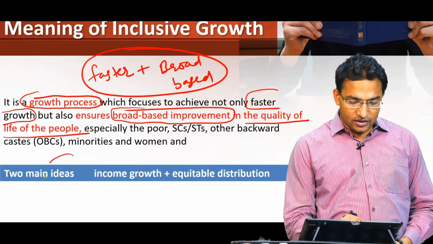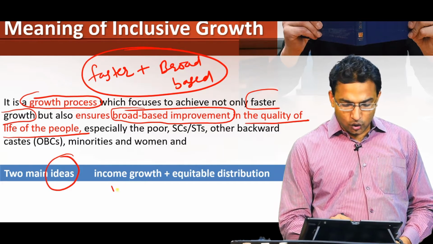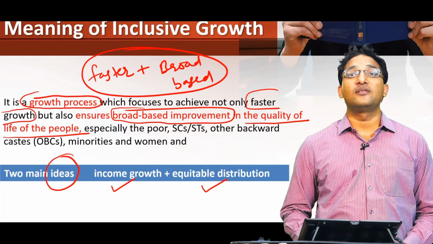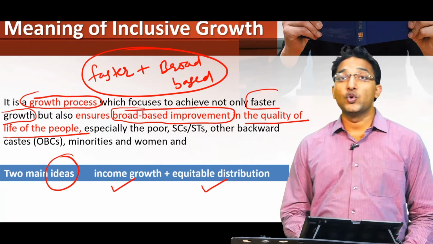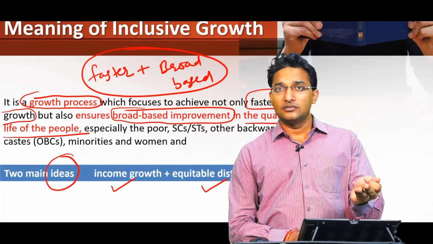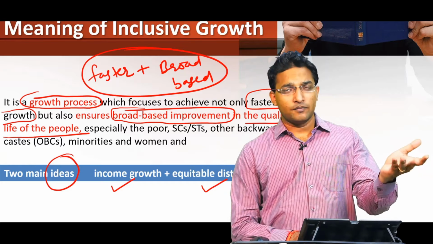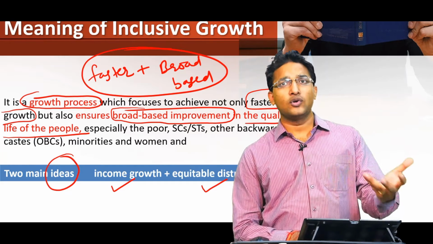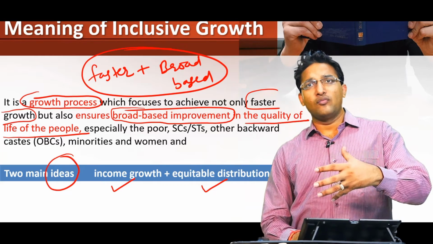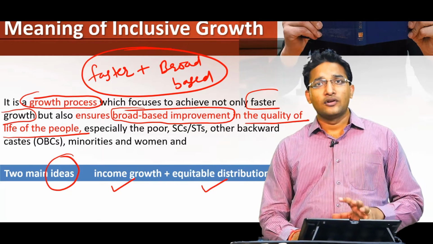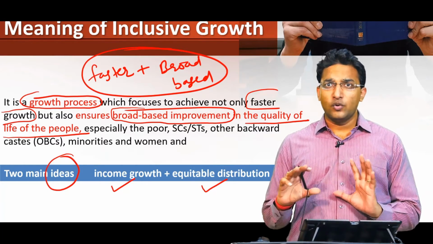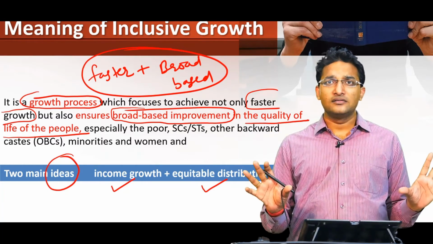So there are two main ideas. One is income growth. Income should grow, and the second is equitable distribution of such growth, which is missing. We are having high growth, although there is potential to achieve more growth, but what is more important than achieving more growth is that we distribute it equitably across India.